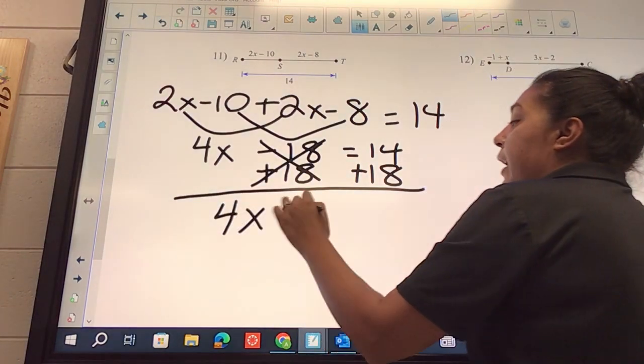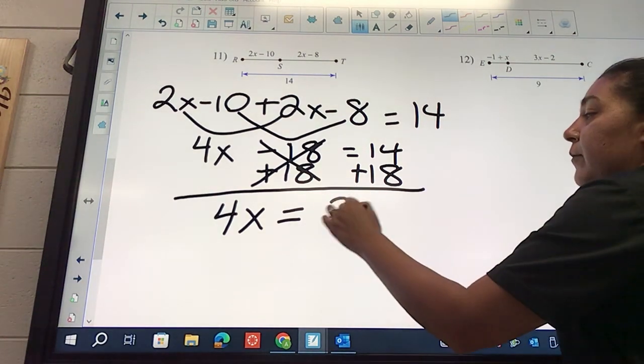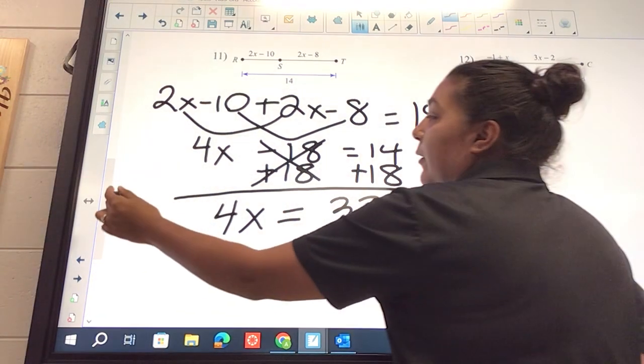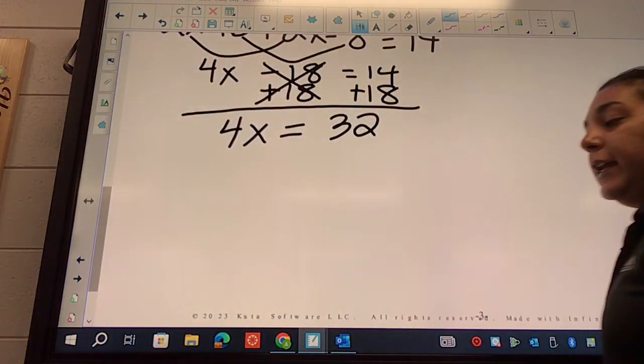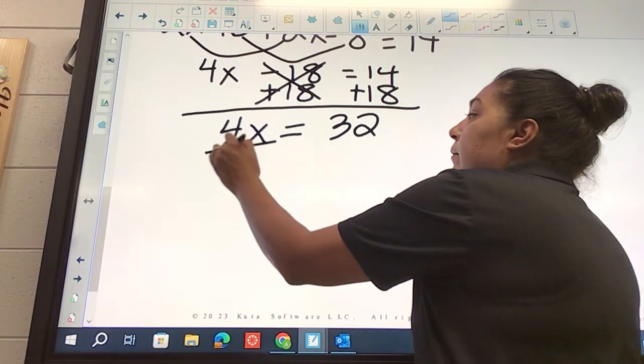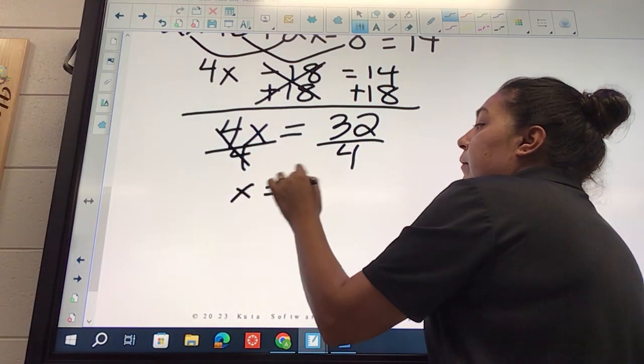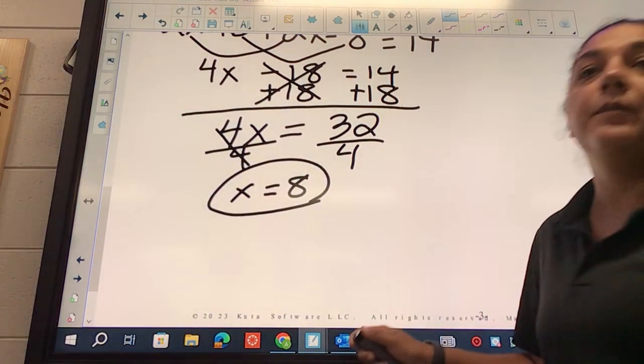We got 4x equals, what is 14 plus 18? 32. 32, somebody agree with that? Just calculated it wrong. People type wrong all the time. Okay, and then our last step is to always do what? Divide. So we get x equals 8.